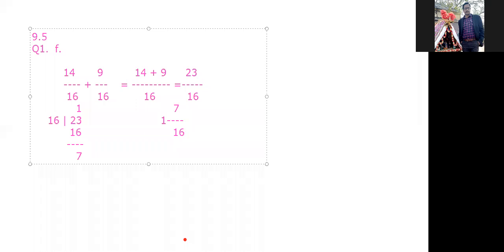So we can write it as a mixed fraction. We can go for the simple writing of 23 by 16 also, or we can write it as a mixed fraction. It is better if we write the answer as a mixed fraction. Is it clear, everybody? Yes, sir.